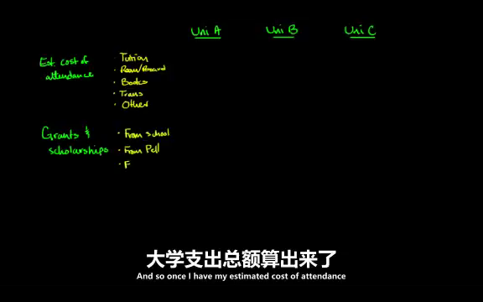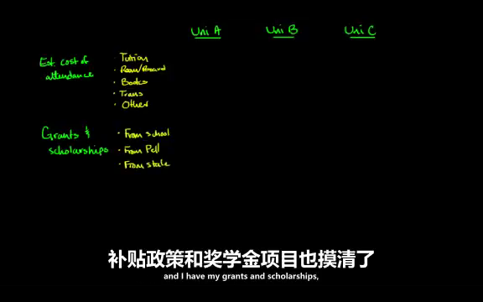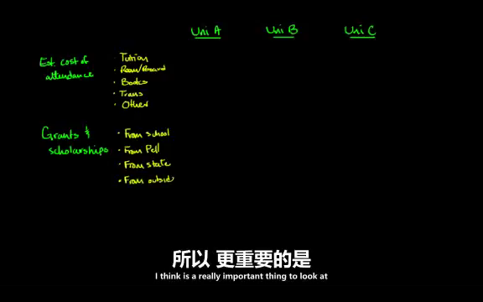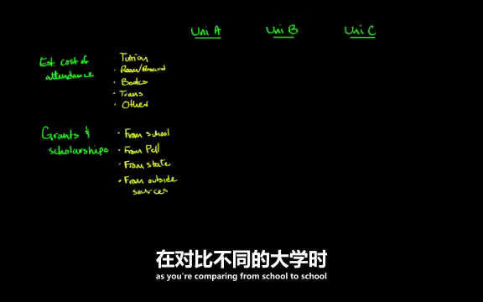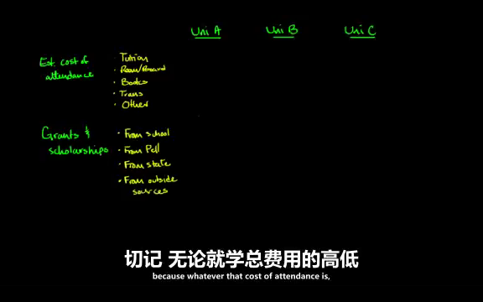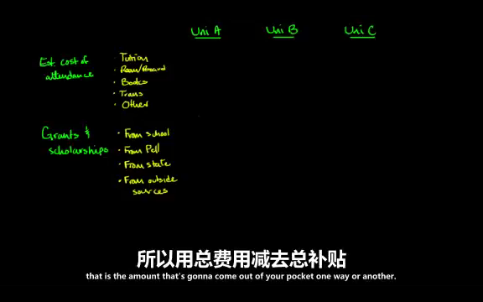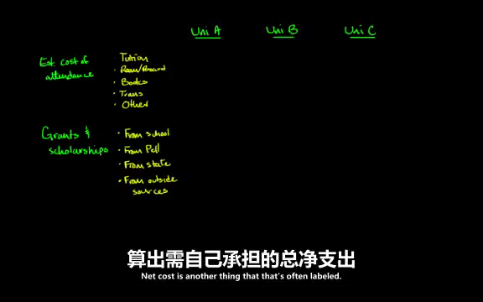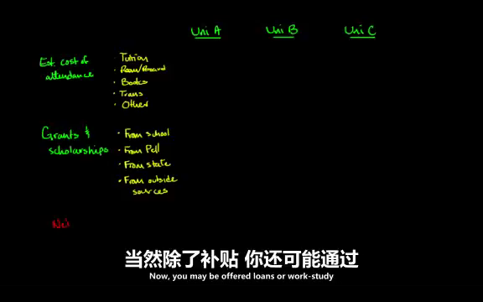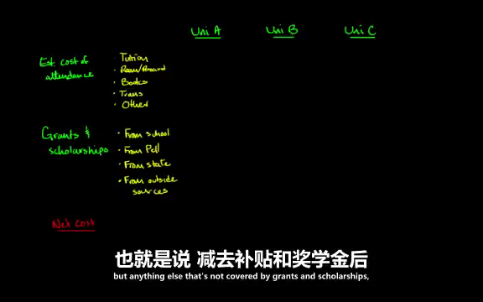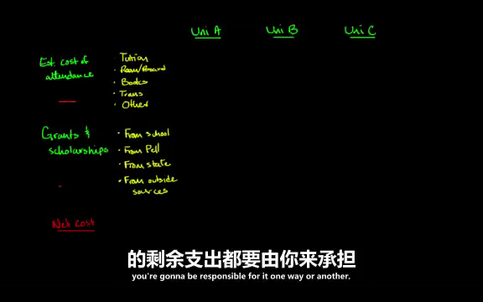Great. And so once I have my estimated cost of attendance and I have my grants and scholarships, what do I do next? So the difference between those two figures, I think, is a really important thing to look at as you're comparing from school to school. Because whatever that cost of attendance is, less all of the scholarships and grants you've been offered, that is the amount that's going to come out of your pocket one way or another. Net cost is another thing that's often labeled. Now, you may be offered loans or work study to help meet those net costs, but anything else that's not covered by grants and scholarships, you're going to be responsible for in one way or another.